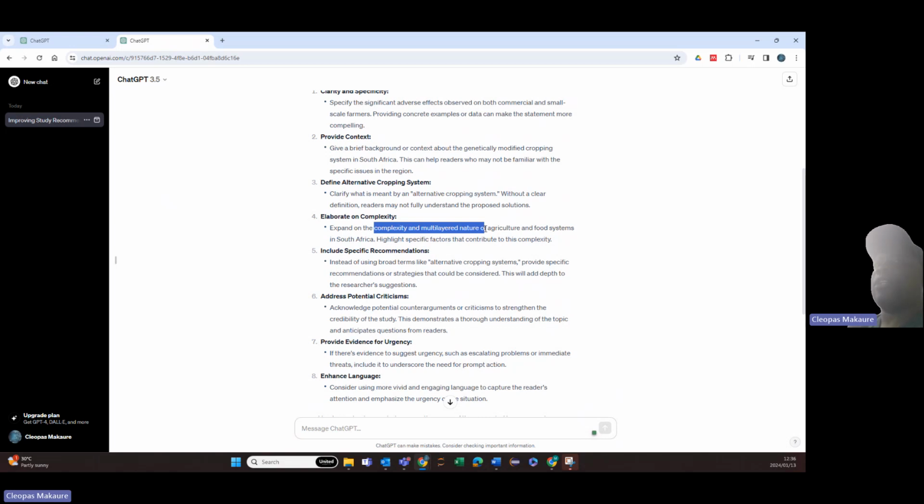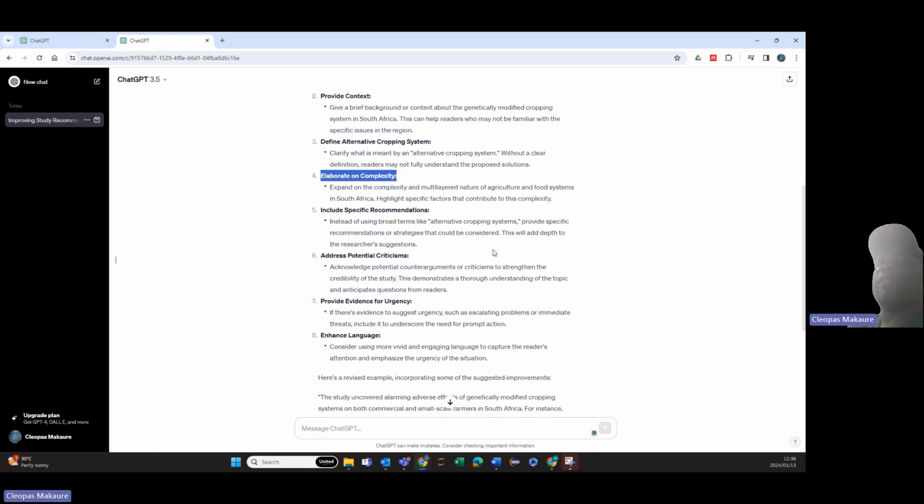And what are we actually saying when we say it's complex? It's a multi-layered nature. It's something that I need to go back to. This one I agree with ChatGPT. So I need to go back and try to address that point, and include specific recommendations. Instead of using broad terms like alternative cropping system, provide specific recommendations or strategies that could be considered. This will add depth to the researcher's suggestions.